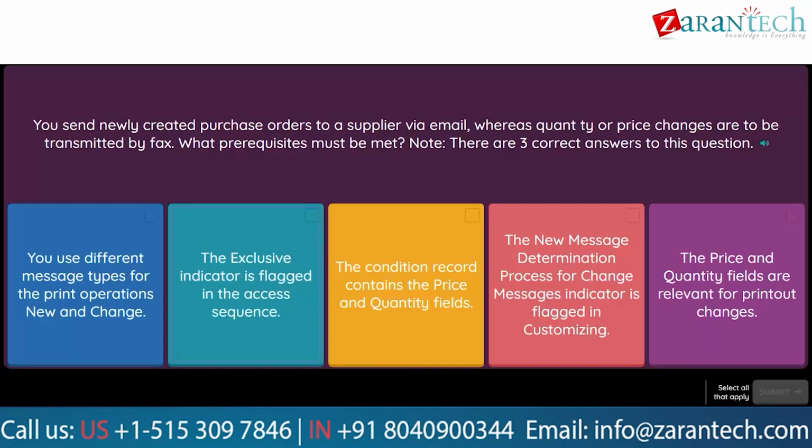Option 2: the exclusive indicator is flagged in the access sequence. Option 3: the condition record contains the price and quantity fields. Option 4: the new message determination process for change messages indicator is flagged in customizing. Option 5: the price and quantity fields are relevant for printout changes.